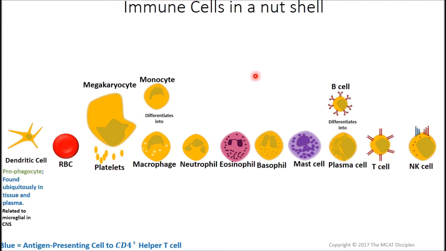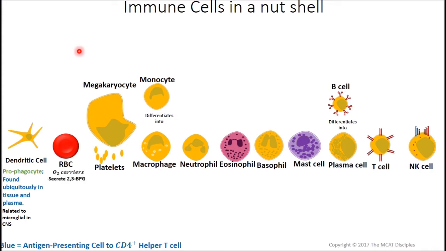The dendritic cell is a professional phagocyte. A phagocyte is something that phagocytoses bacteria or pathogens. Phagocytosis is just when the cell wraps around the bacteria and swallows it. When we say something is a professional phagocyte, its main job is phagocytosis. Dendritic cells are found ubiquitously in tissue and plasma. They're related to the microglial cells in the central nervous system. If you've ever read about that, those microglial cells serve a scavenger-like function, and it's one of the only scavenger-like functions that the brain has.